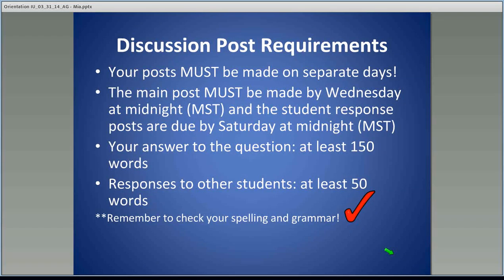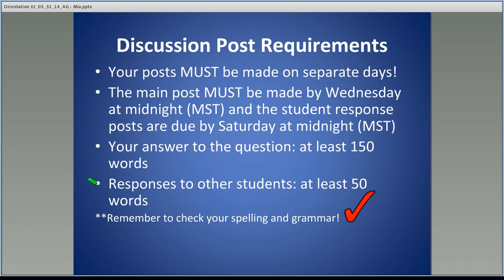Now, the requirements for your discussion post is actually that it's a three-part assignment. Now, if you remember, I said it's kind of like writing on Facebook. The way that that is you're going to take the original topic and you're going to write your main post of at least 150 words. But then what you're also going to do is choose two posts by your fellow students and you're going to leave a comment on their post of at least 50 words each. So, pick two students to leave a 50-word comment, and then make sure you do your main post of 150 words by Wednesday at midnight. Then those comments are due by Saturday at midnight with the rest of your homework.